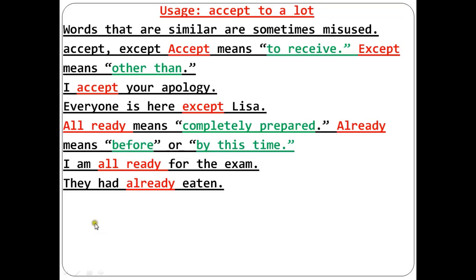But if you say they had already eaten, they had already eaten. Now there is a difference in the pronunciation, and also in the spelling. I'm all ready for the exam, and they had already eaten by this time or before.